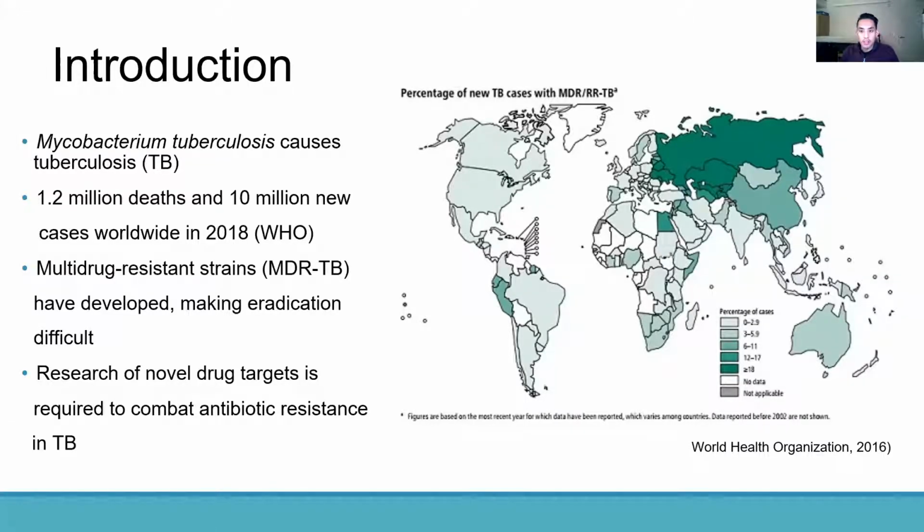Mycobacterium are a genus that contain multiple pathogenic agents that are deadly to humans. One of the most notable ones is called Mycobacterium tuberculosis, which causes tuberculosis. This is also known as TB. TB is a very deadly disease that remains the leading cause of death from a single infectious agent. In 2018, 1.2 million people died from TB, while 10 million people were infected worldwide.